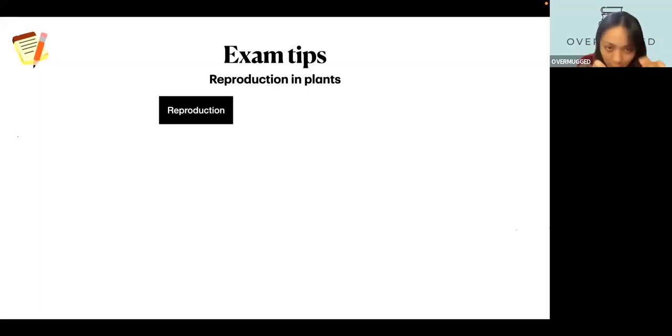But it being a chapter, in terms of the content, it's actually pretty short. And I think it's very straightforward once you understand the whole idea. So today I'm trying to let you understand the whole idea, but I'm not here to delve into the details again. The idea of reproduction in plants starts with reproduction.